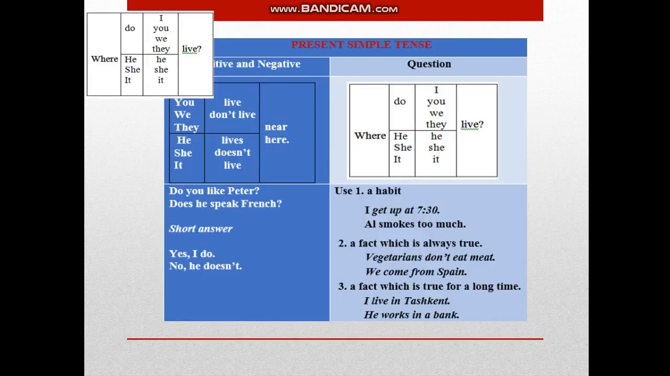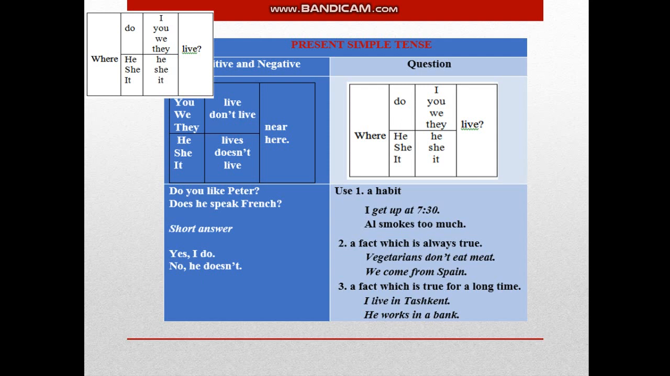To form present simple tense. How to form the present simple? Subject plus V1. V1 means regular verb, infinitive. So, I like, you like, she lives, he lives. She, he, it take S, ES endings. He lives, she lives, she speaks, and etc.